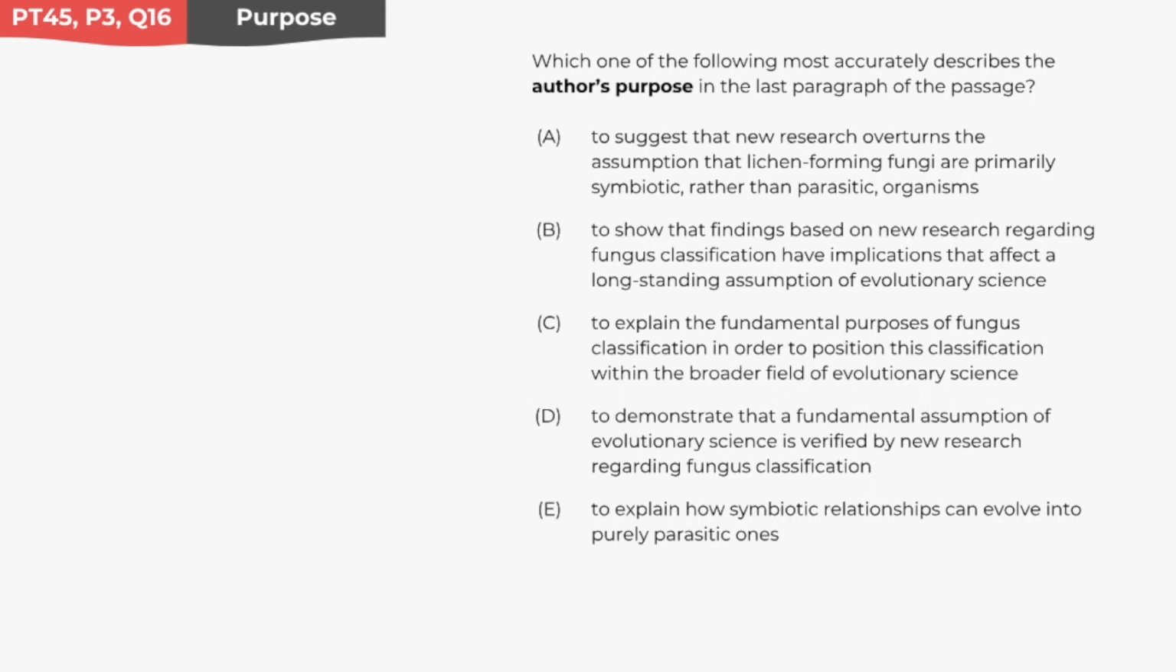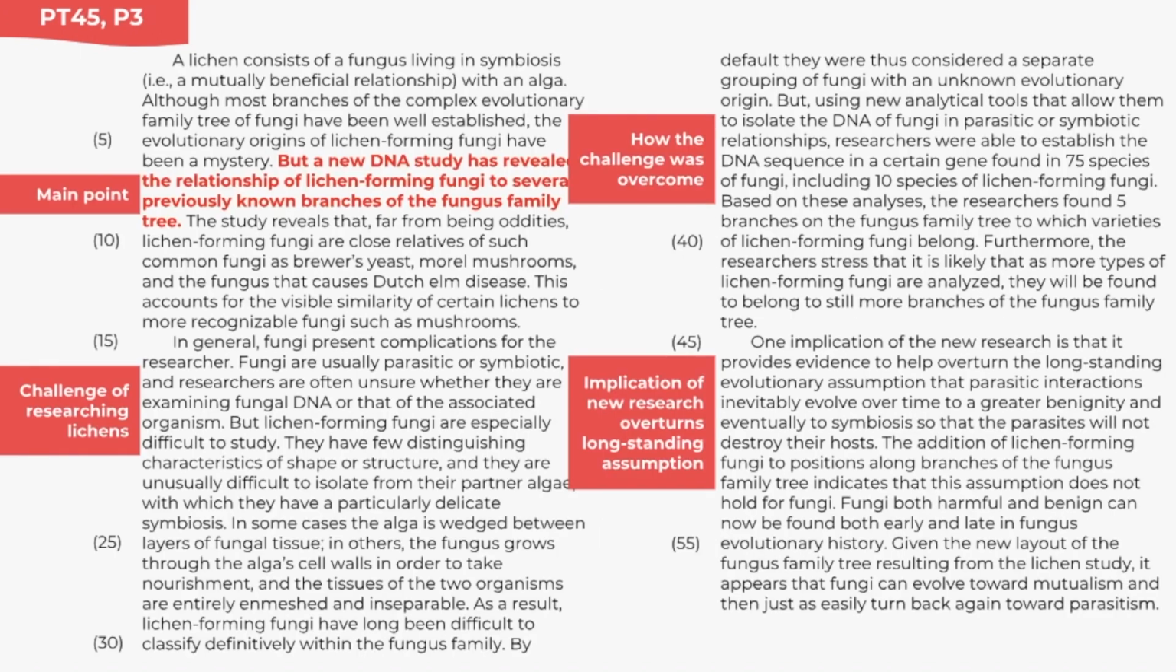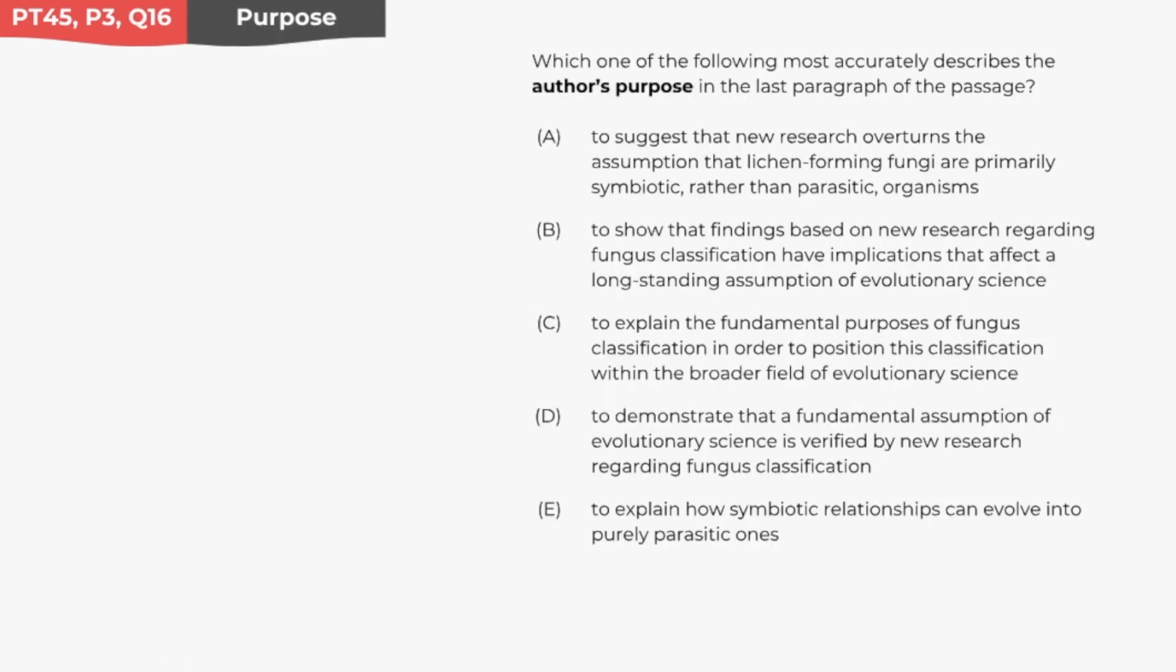All right, so welcome back. Answer choice A says to suggest that new research overturns the assumption, so far so good, that lichen-forming fungi are primarily symbiotic. Well, this is a little bit too specific about lichen-forming fungi being primarily symbiotic rather than parasitic. This is close, but it's simply presenting it in a slightly different way. The assumption is wrong here in answer choice A. The assumption isn't that lichen-forming fungi are primarily symbiotic, but rather, if we go back and look at the beginning of that last paragraph, it's the assumption that parasitic interactions inevitably evolve over time to greater benignity. So that's the assumption. Answer choice A gets the assumption wrong.